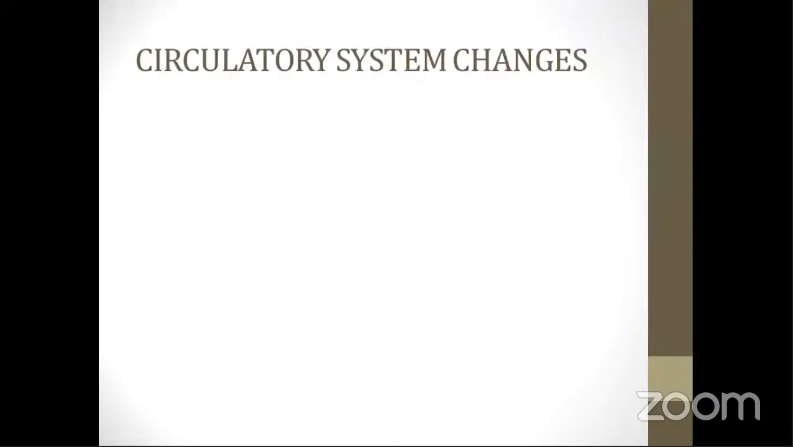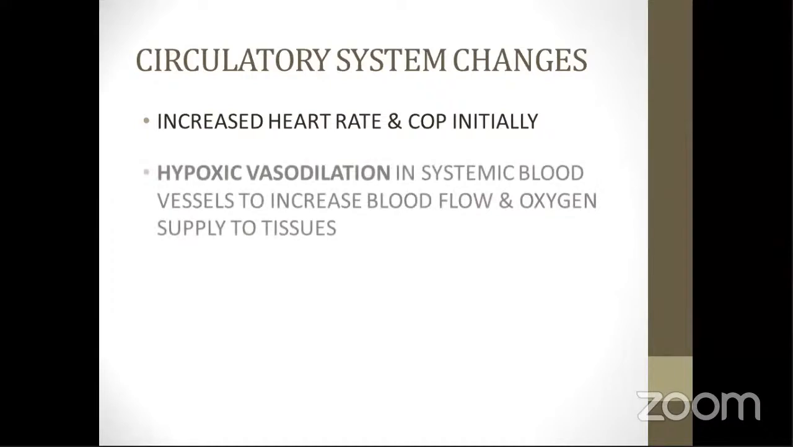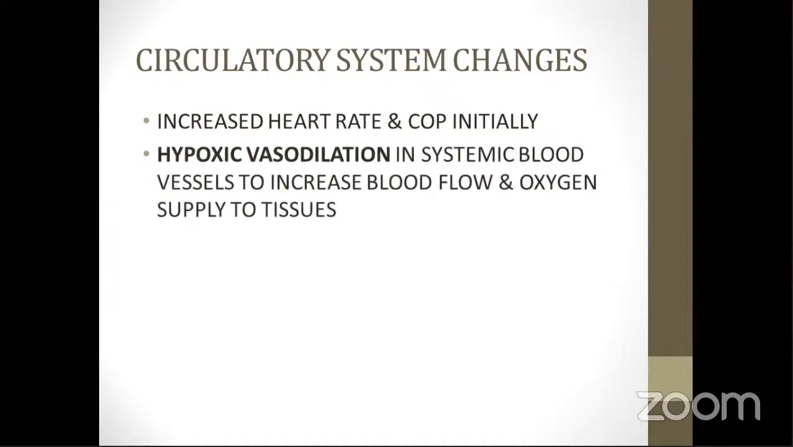And what are some circulatory system changes that are also occurring? One is increasing heart rate and cardiac output. This will occur as an initial or immediate response. And later it will be brought back to normal when the partial pressure of oxygen or oxygen uptake is brought back to normal; this cardiac output and heart rate will also become normal. Okay, so initially there is an immediate increase in heart rate and cardiac output. And another thing is hypoxic vasodilatation in systemic blood vessels to increase the blood flow and oxygen supply to tissues.